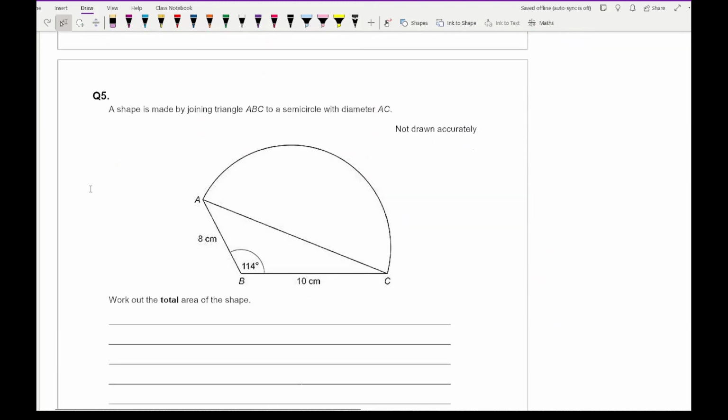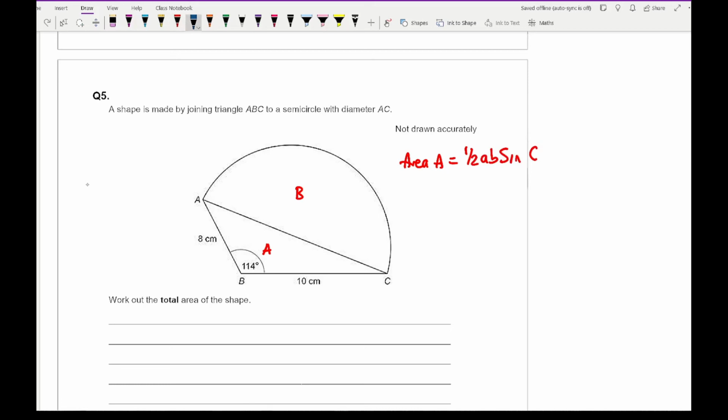Then moving on to question 5, it says that a shape is made by joining triangle ABC to the semicircle with diameter AC. Work out the area of the shape. So for this, we've got to work out this compound shape. If I label the shapes as A and B, we've got a triangle and a semicircle. To work out the area of the triangle, I either need to know the base and the height, or an angle and the two adjacent sides, which in this case I do. So to work out the area of A, I'm going to use a half ab sine C.